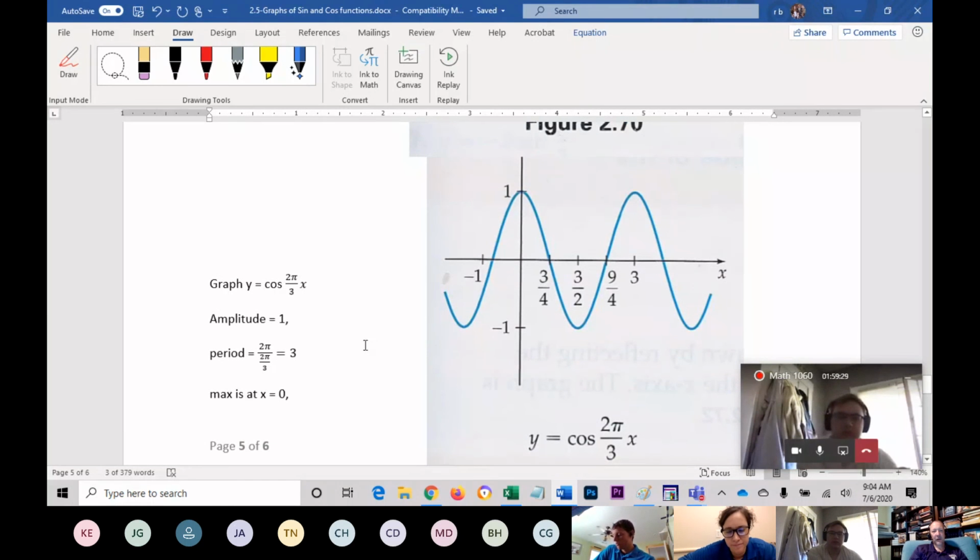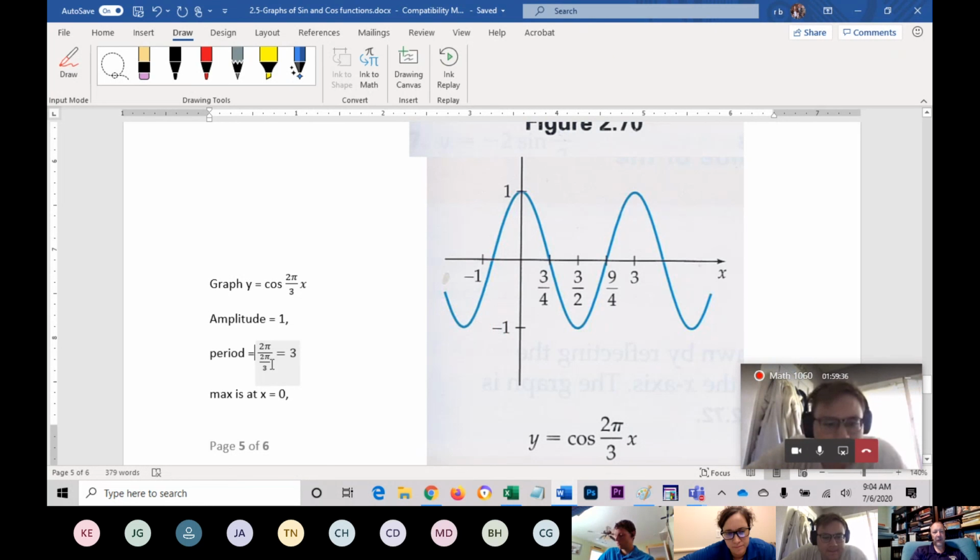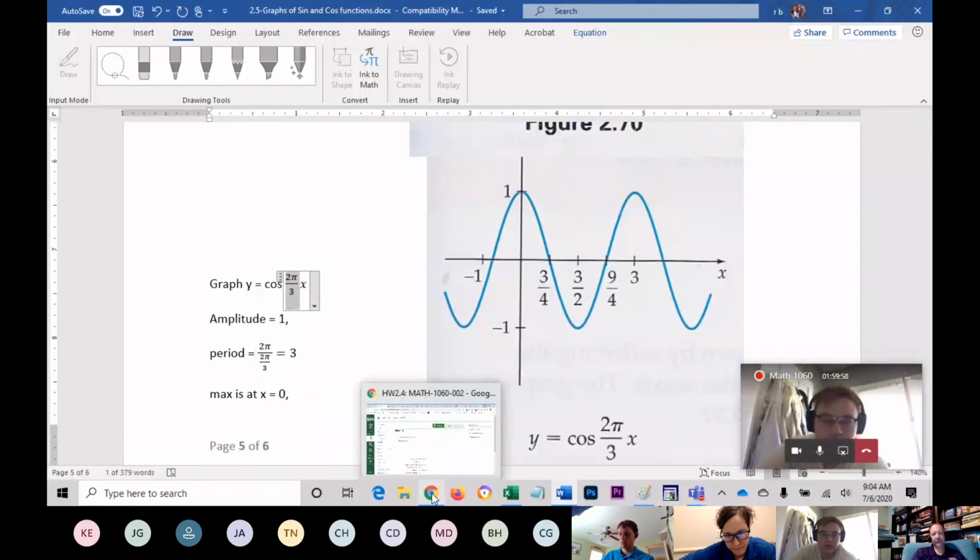On the cosine. Okay. 2 pi over 3. So the period, remember, the period's always 2 pi over b. In this case, your b is 2 pi thirds, right? So I've got 2 pi divided by 2 pi thirds. So those 2 pi's will cancel, and then this 3 goes in the numerator, essentially. So b is just whatever's before the variable. This whole thing here is b. Okay. Perfect. That makes sense. Thank you.